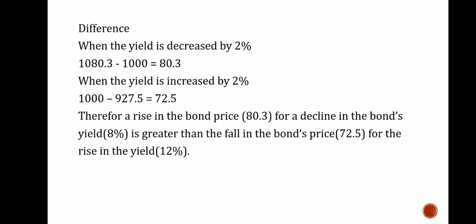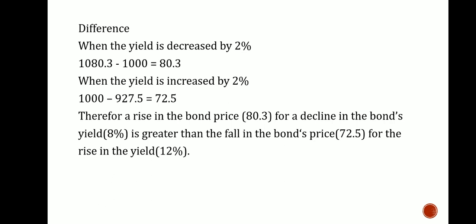Now see the difference. When the yield is decreased by 2%, 1080.3 minus 1000, that is 80.3, the bond price increased by 80.3 rupees. When the yield increased by 2%, 1000 minus 927.5 is equal to 72.5. Here the bond price decreased by 72.5 rupees. Therefore, a rise in the bond price for a decline in the bond's yield is greater than a fall in the bond's price for a rise in the yield.